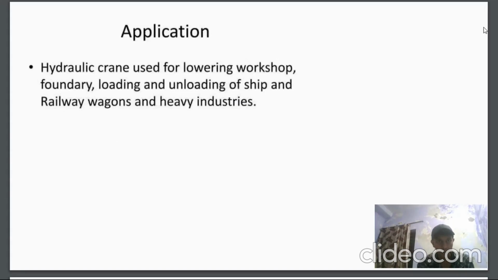So now its application: the hydraulic crane is used in workshops, foundries, loading and unloading on ships, railway wagons and heavy industries.